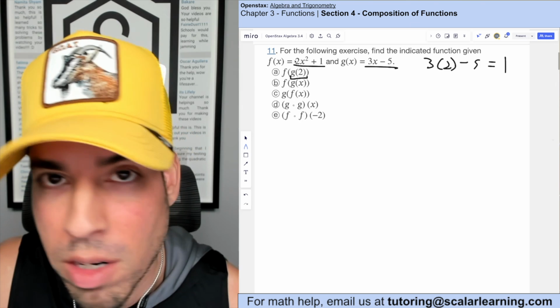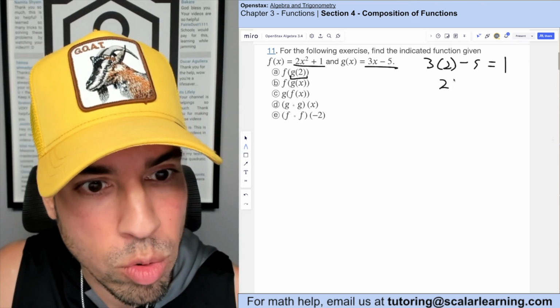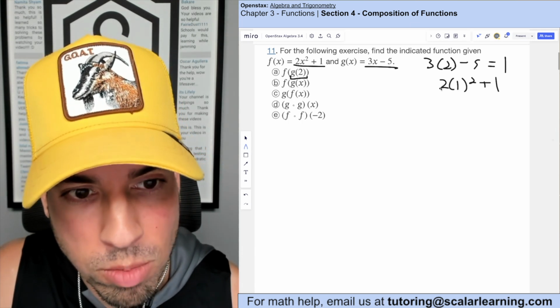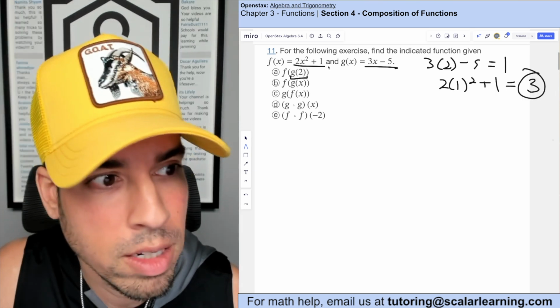Then I take that 1 and I plug it into f of x. So it would be 2 times 1 squared plus 1. 1 squared is 1, times 2 is 2, plus 1 is 3. So part A is 3.